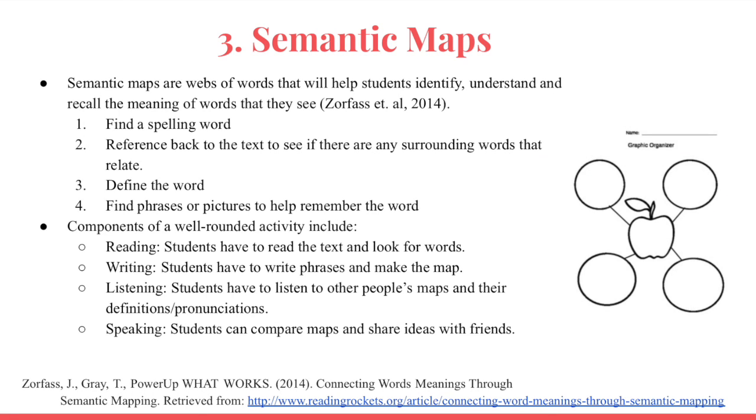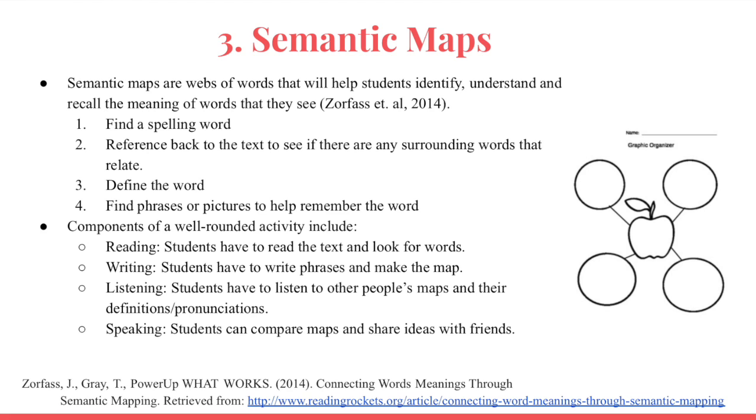Semantic maps are webs of words that will help students identify, recall, and understand the meanings of words that they see. This map can be created online or on a sheet of paper, where students first focus on spelling the word, placing it in the middle of the web, and then pronunciation if necessary. Next, students will look back at the text and see the surrounding words that may relate to their main word, and then place those around the word web.